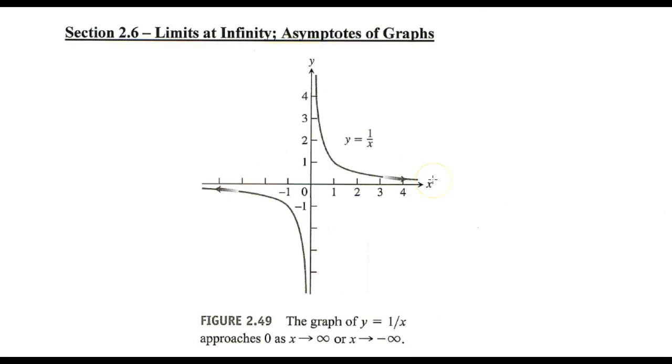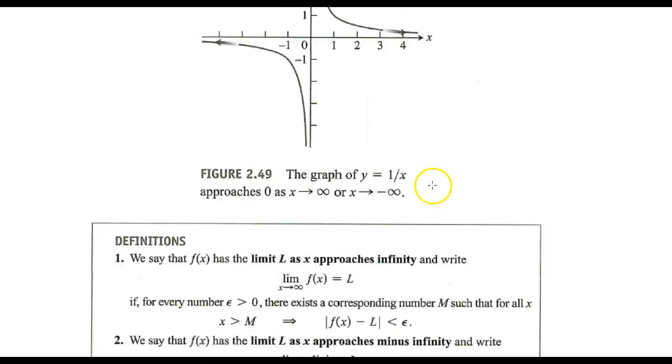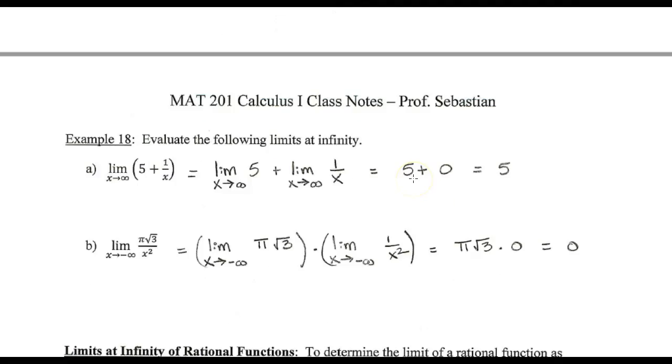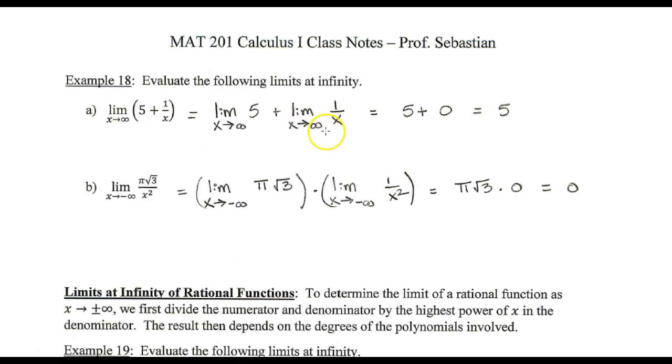That's two ways to think of this. Sometimes I like to think about just plugging in a big number in my head. Okay? So the limit as x approaches infinity of 1 over x is 0. So 5 plus 0 is 5.